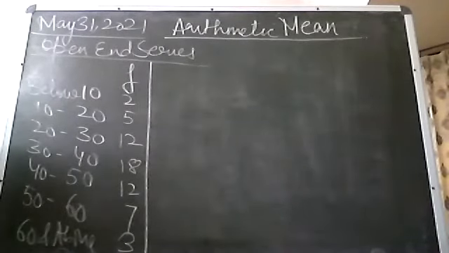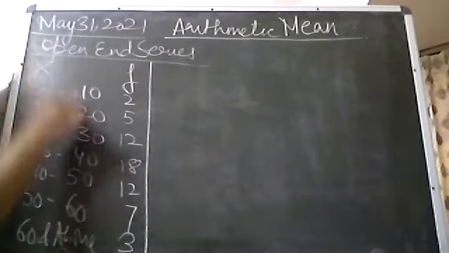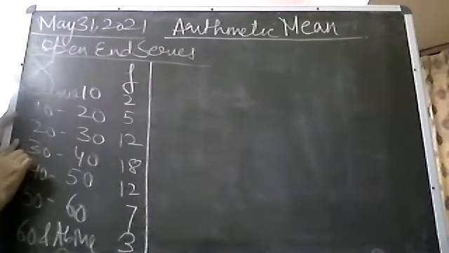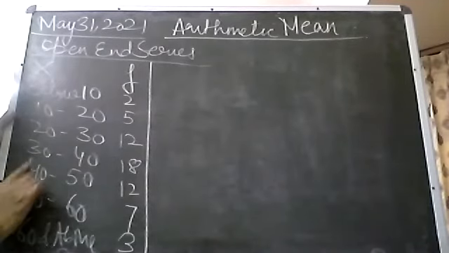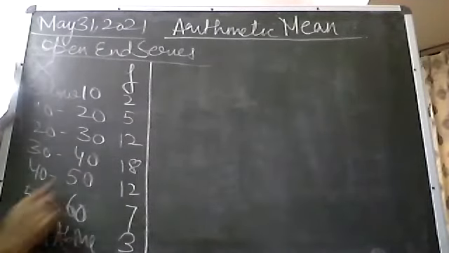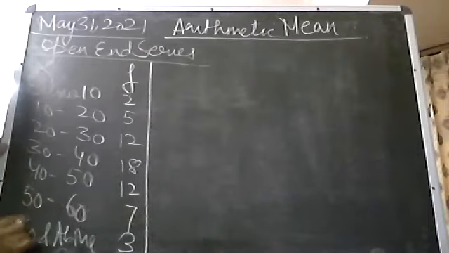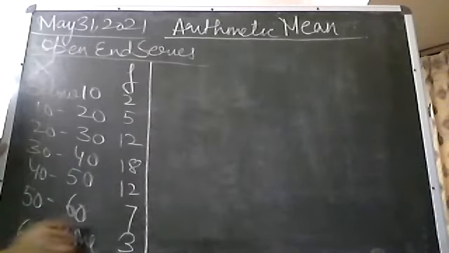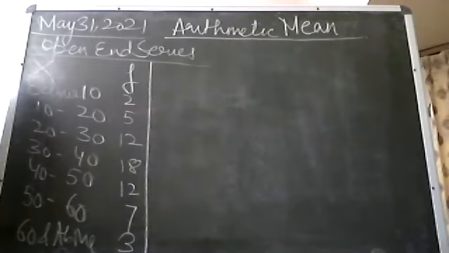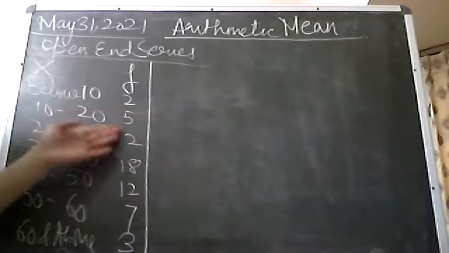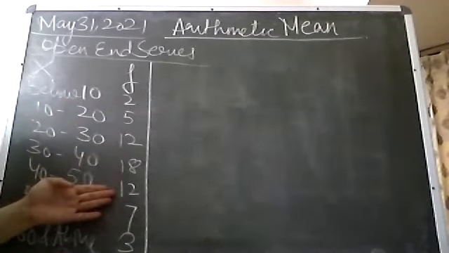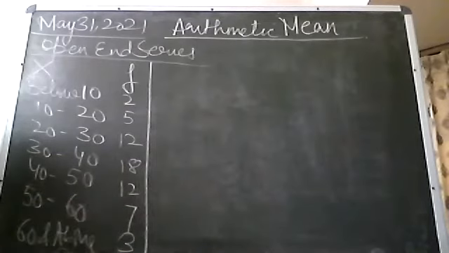Calculate arithmetic mean. You are given x: below 10, 10 to 20, 20 to 30, 30 to 40, 40 to 50, 50 to 60, 60 and above. Frequency is already given to you: 2, 5, 12, 18, 12, 7 and 3. Right? So this is the question.